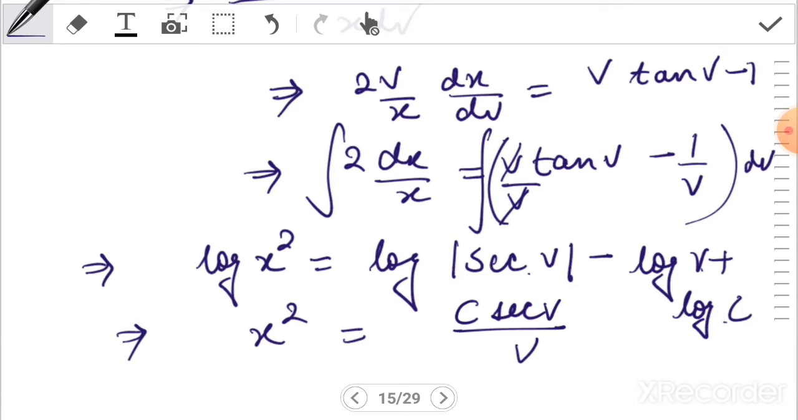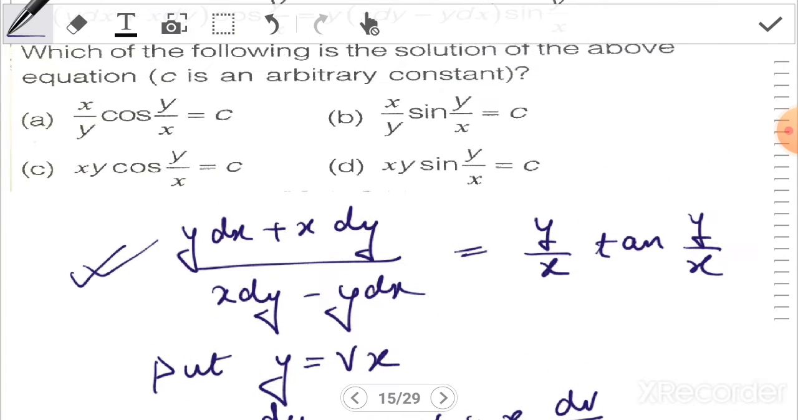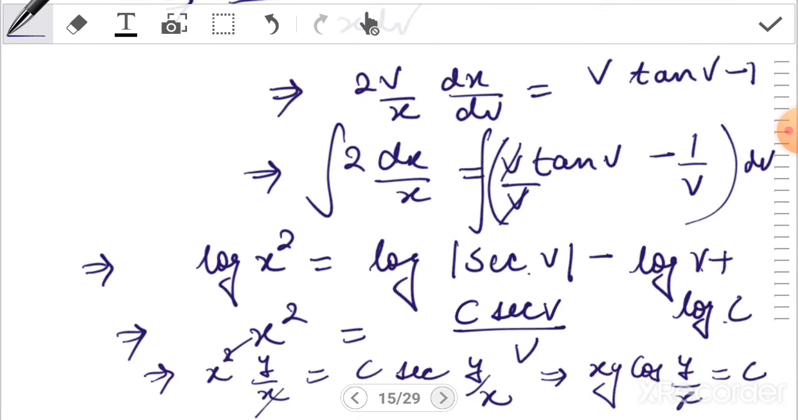Now again putting back the value of v, that is y by x. So we have x square y by x is equal to c secant y by x. That gives xy cos of y by x is equal to c. So c is the right answer. Okay, let us go to the next problem.